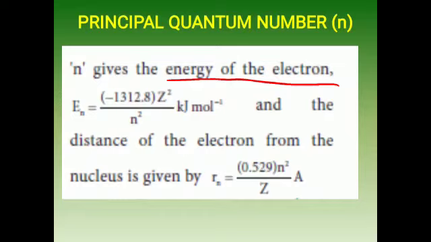And the distance of the electron from the nucleus can also be calculated by the formula radius of n equals 0.529 into n square by Z Angstrom. Here also, to calculate the radius, that is the distance of the electron from the nucleus, we need the n value and the Z value. So to calculate the energy of the electron in different orbits and the distance of the electron from the nucleus, we must know the principal quantum number value.